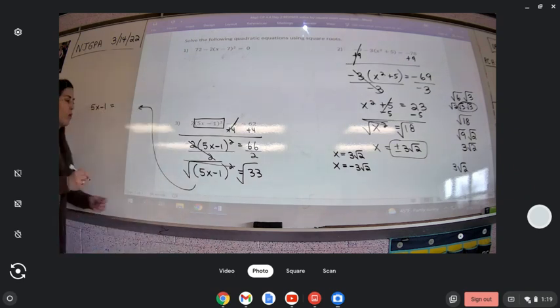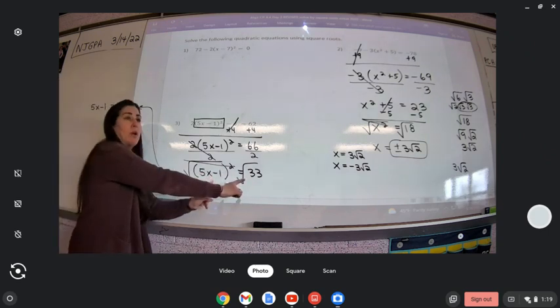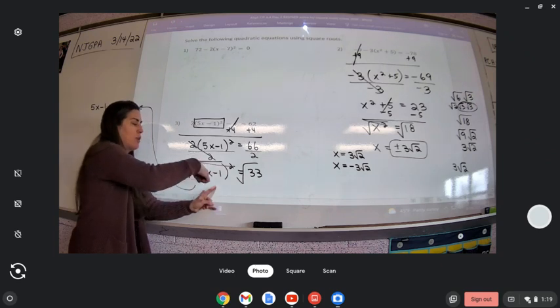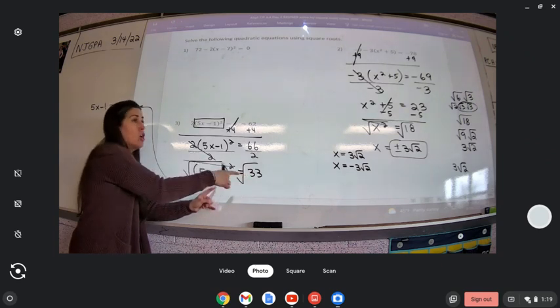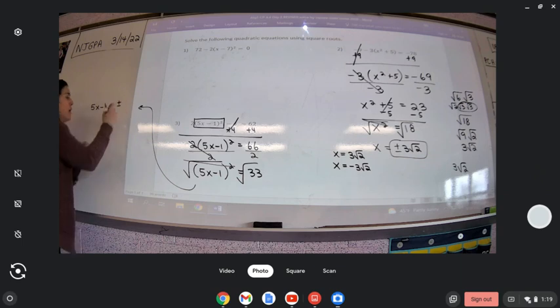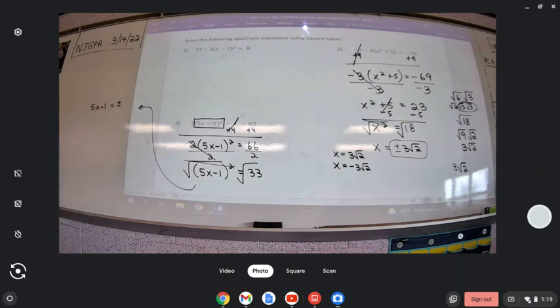5x minus 1 equals. Now, hold on. The minute you take the square root of both sides and you take the square root of a square, how many answers are you creating? So plus or minus. Now, can you take the square root of 33 and get a whole number?